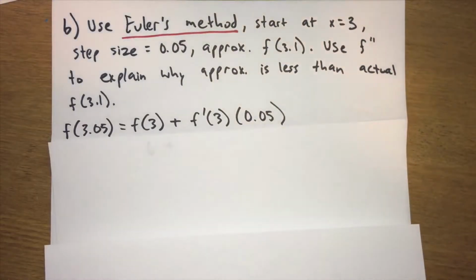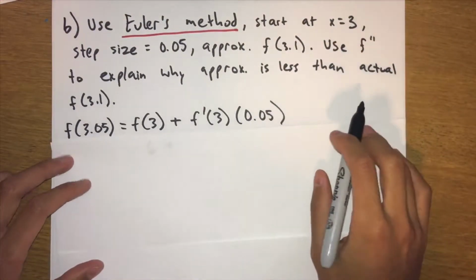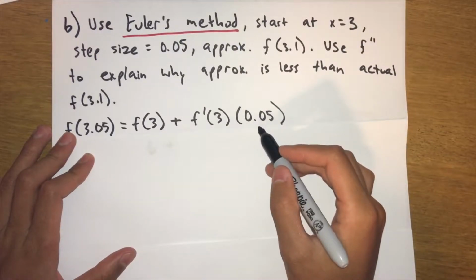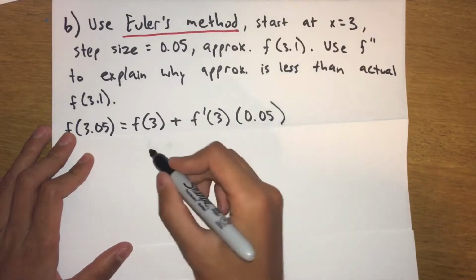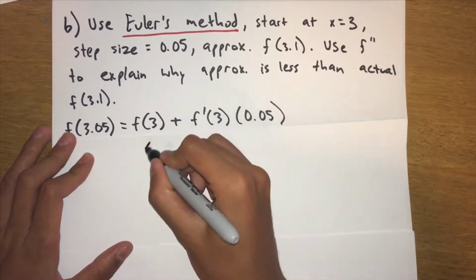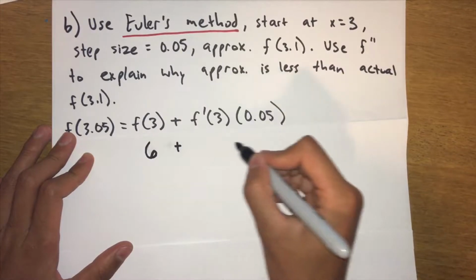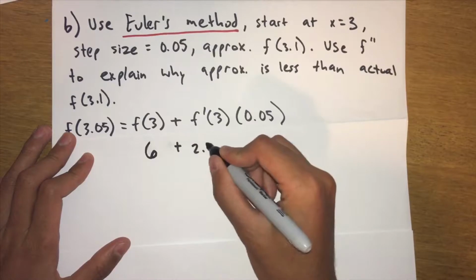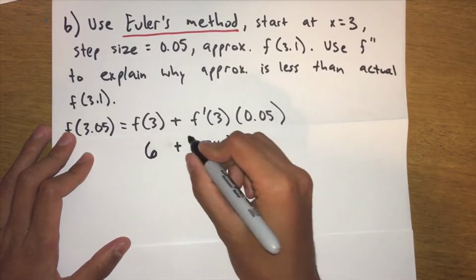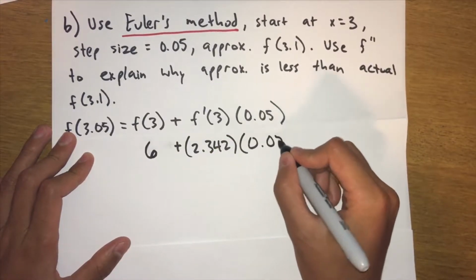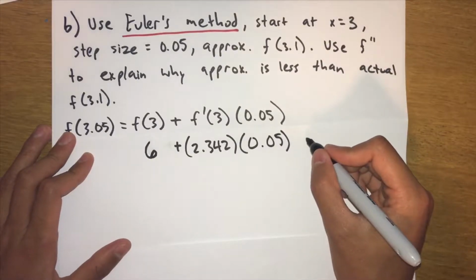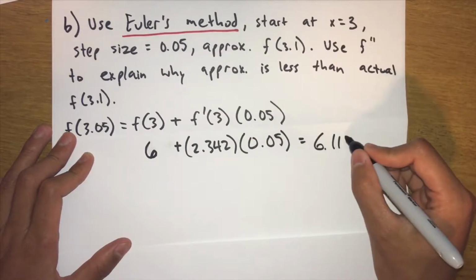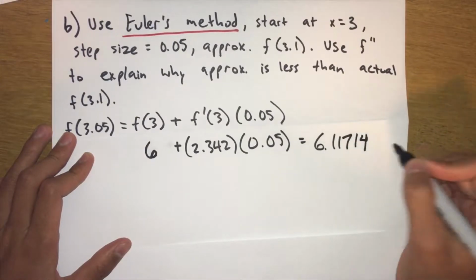Now this linear approximation follows the form of y equals mx plus b, where this is our slope, this is our step size, our x, and this is our plus b. So f of 3 is 6 plus our derivative at 3, which was 2.342, times 0.05. So if you plug this into your calculator, this should get you 6.11714.